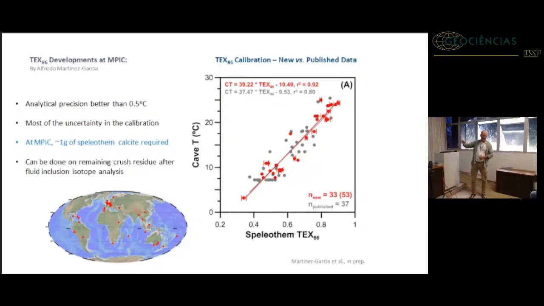And it looks like we confirm the existing calibration. We've made it a little bit better towards the edges, and it seems to be very robust, actually, right? The other important thing that Alfredo did, and that's in blue on the left-hand side, he brought it down to a gram of calcite from anywhere between 5 and 15 grams that was needed beforehand. And this is super convenient for us because I need a gram for the fluid inclusions. So what we do is we do the fluid inclusions first, we take the residue, and that goes straight into the TEX86. And this is how we currently run our business.